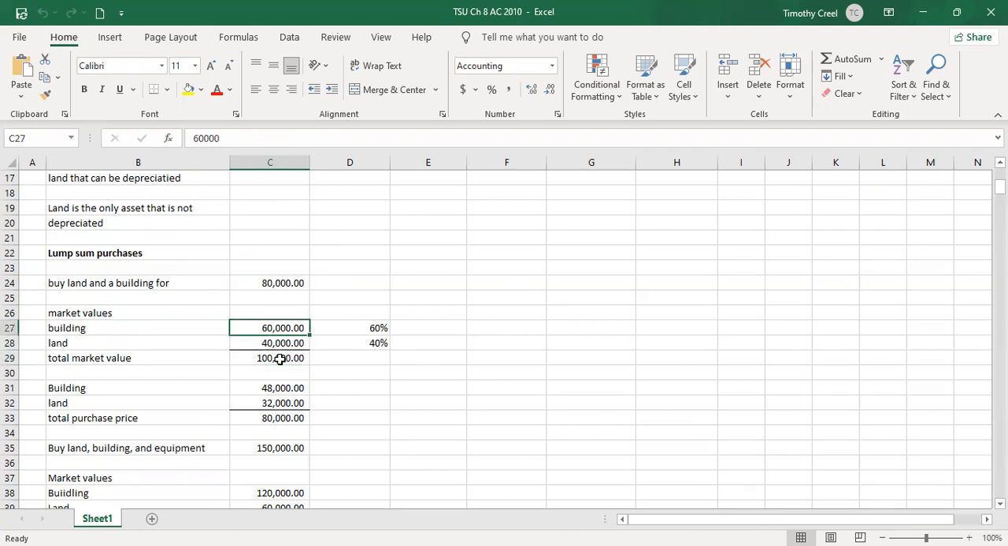So if we were to take the 60 and divide it by the 100, 60% of the total market value would be related to the building, and 40% would be related to the land based on market values. So the easiest way to divide out a lump sum purchase between two assets, as far as what cost to give each asset, would simply be to take the $80,000 lump sum purchase times 60%, which gives us $48,000 for the building, and times 40%, which gives us $32,000 for the land. So basically, that's how we would account for the total purchase price in this case.